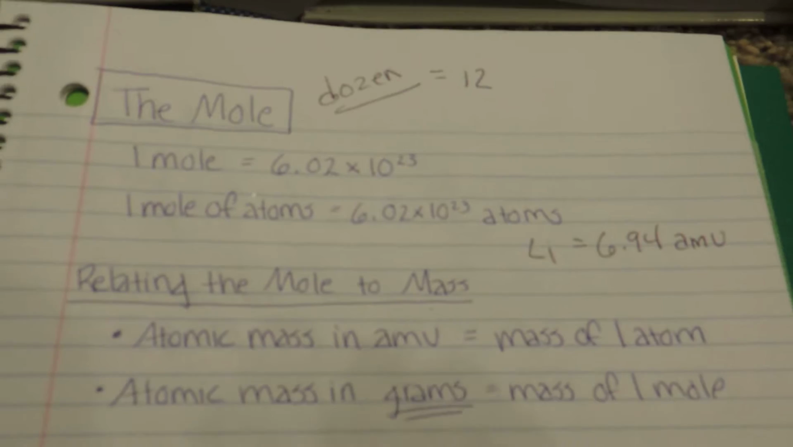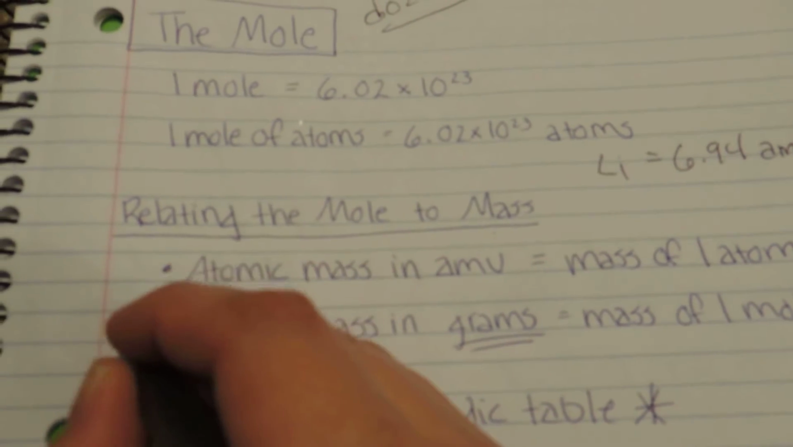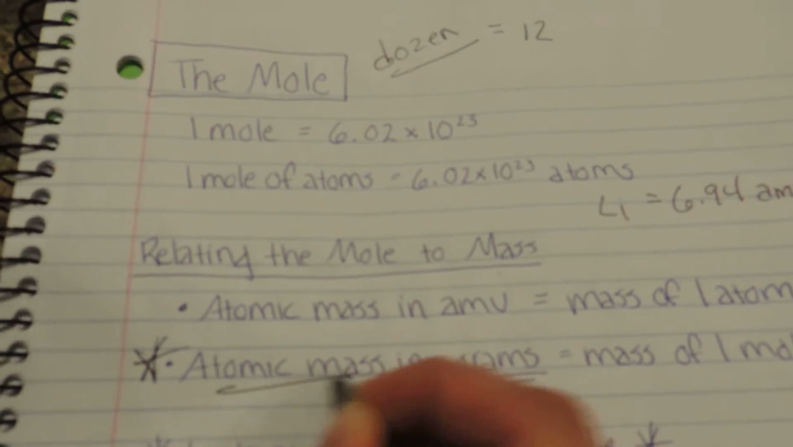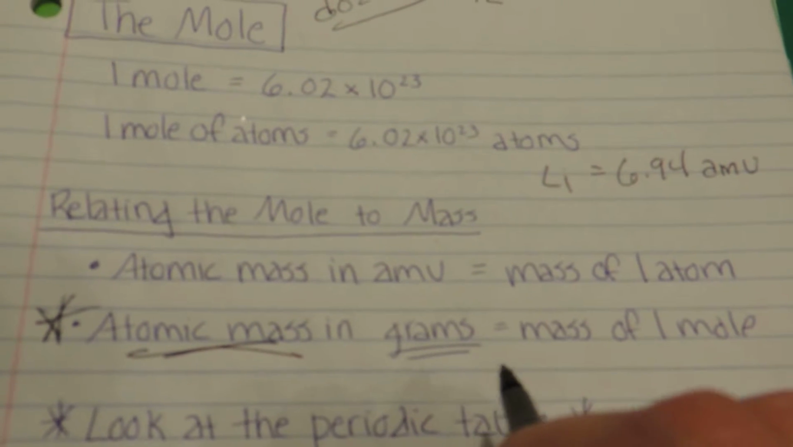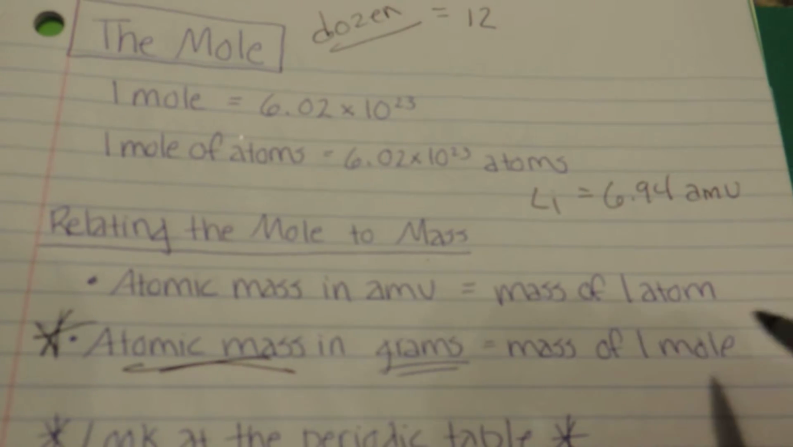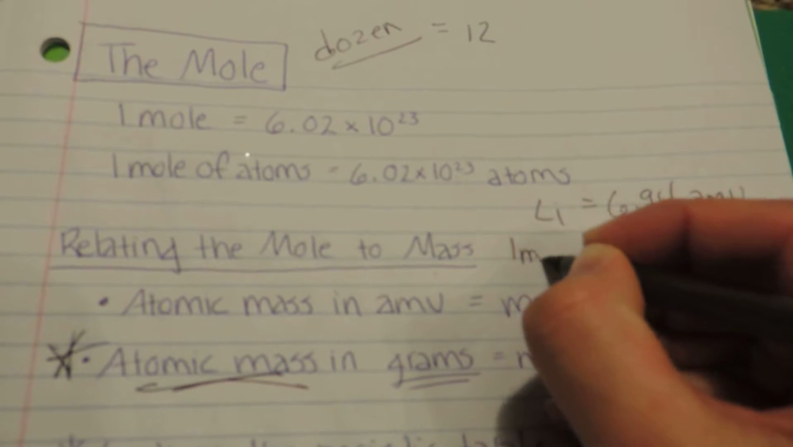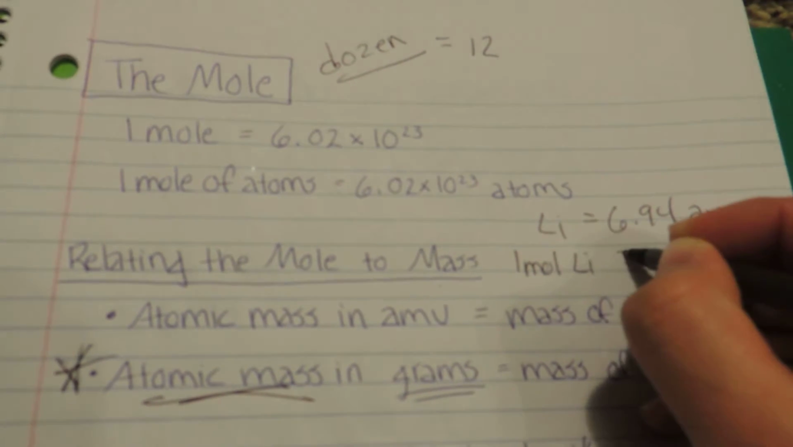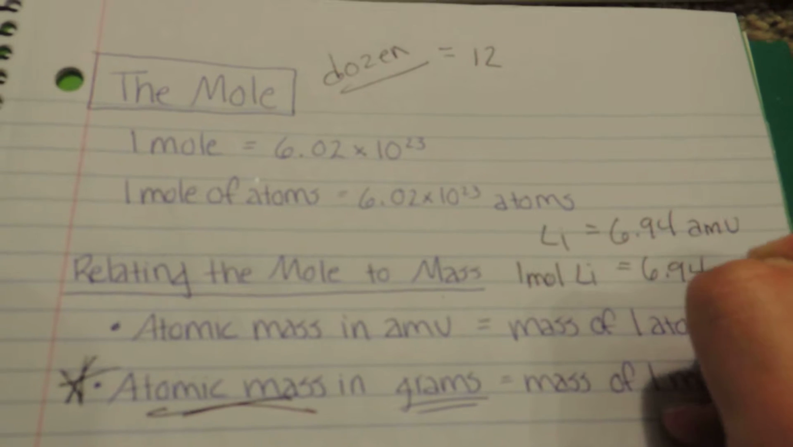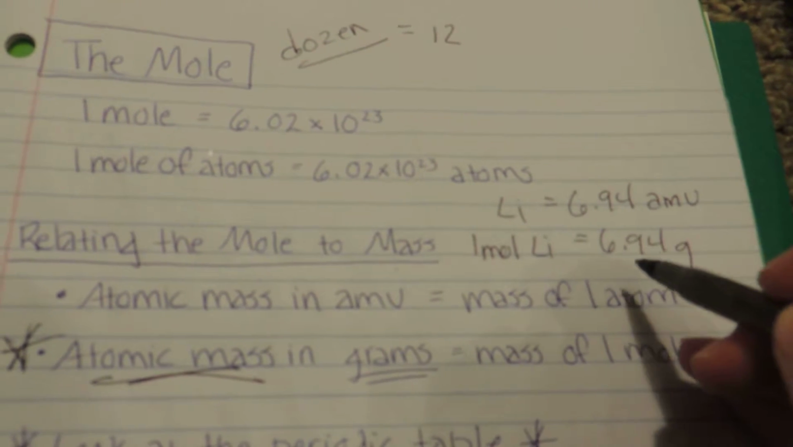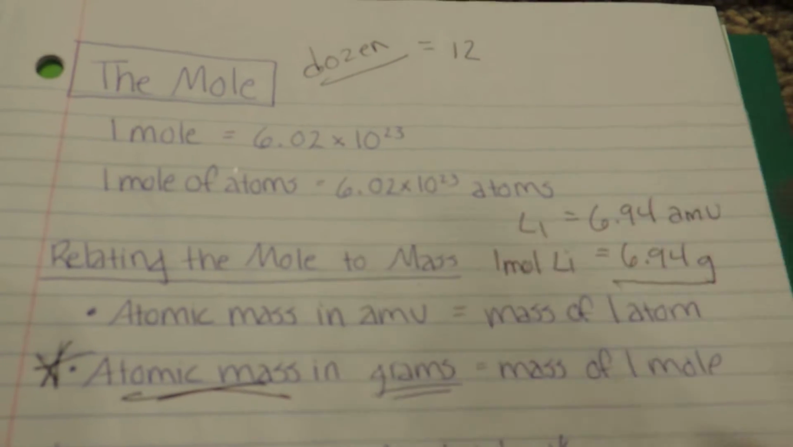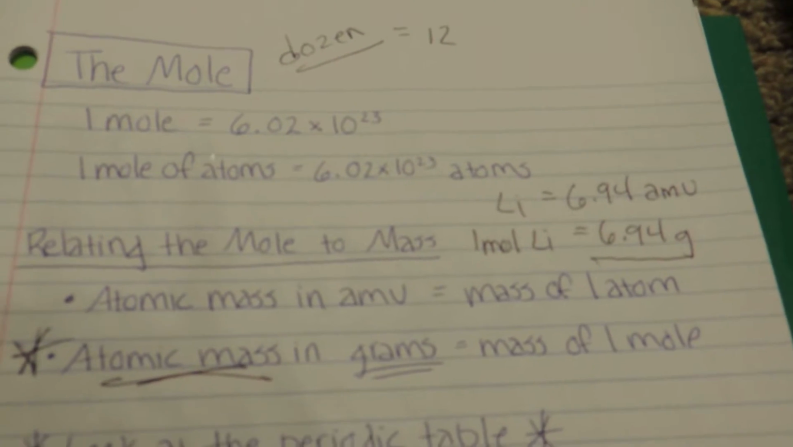However, this is the really important one right here. I cannot emphasize this enough. If I put the atomic mass in grams, that gives me the mass of 1 mole. So 1 mole of lithium is 6.94 grams. Now all of a sudden I have a way to measure moles of lithium using a scale, in grams.